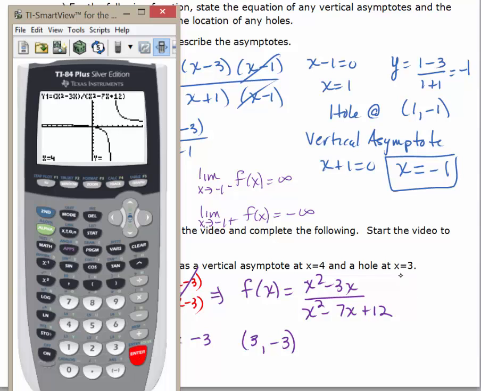That's good. I also want to confirm that at x equals 3 there is a hole, so I'm going to trace on 3. And so the function is not defined at 3, but we came up with the ordered pair that represented that hole, (3, negative 3), by substituting that 3 back into the simplified version of the function.